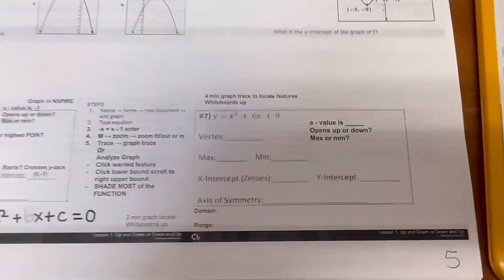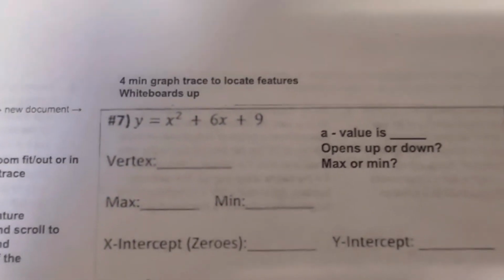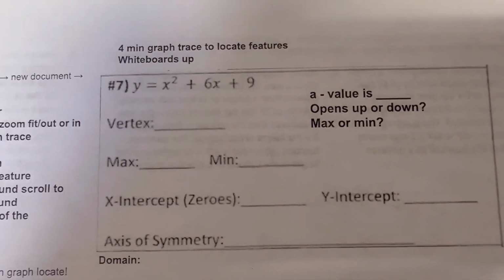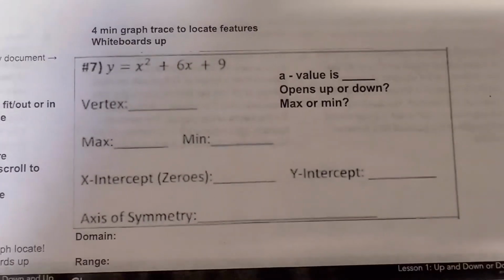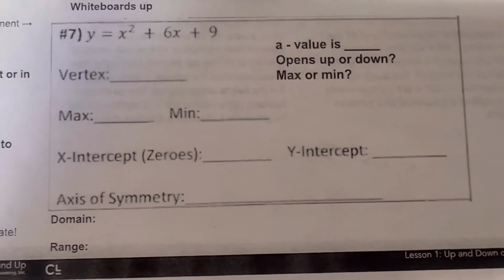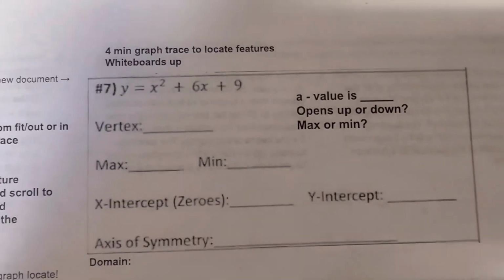All right, quadratic key features. How to find your features using the TI Inspire. You're given an equation, x squared plus 6x plus 9, and you're looking to find the vertex, the maximum, the minimum, the x-intercept, the y-intercept, and the axis of symmetry in domain and range. How do you find that? Well, you have to graph your equation.